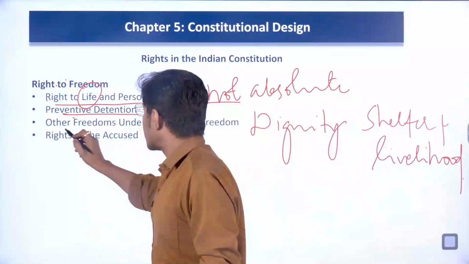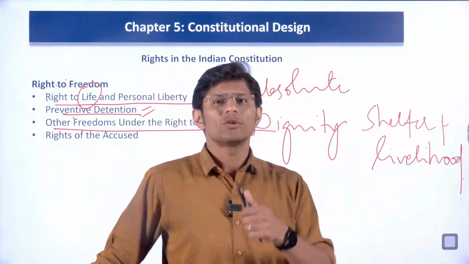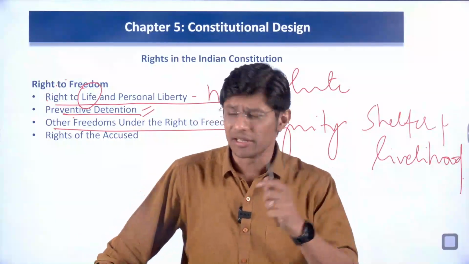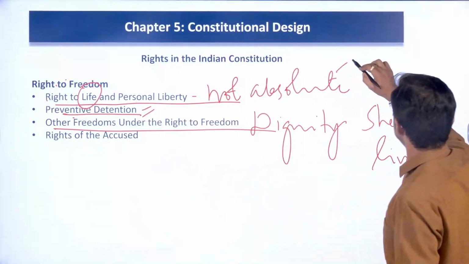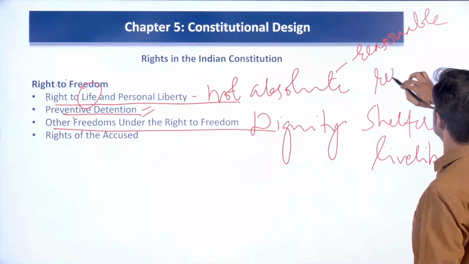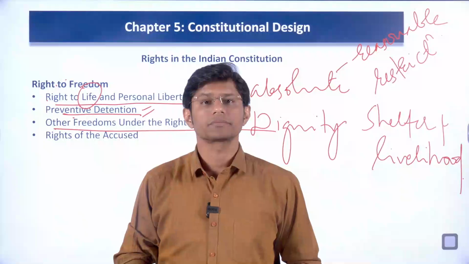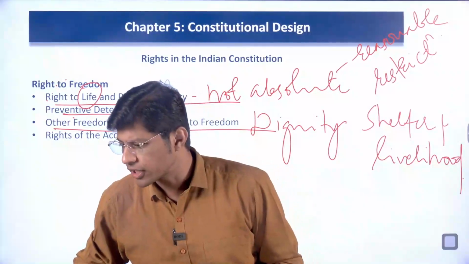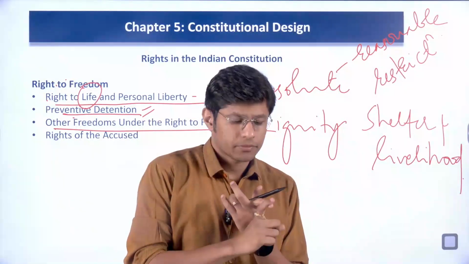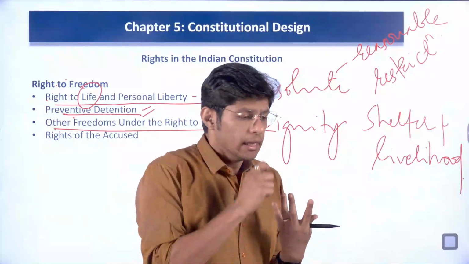Now, which are the other freedoms under the right to freedom? It includes several other rights. But again, all the rights are subject to reasonable restrictions. For example, if I talk about freedom of speech and expression, this speech can be limited on the grounds of public order, morality, national security.